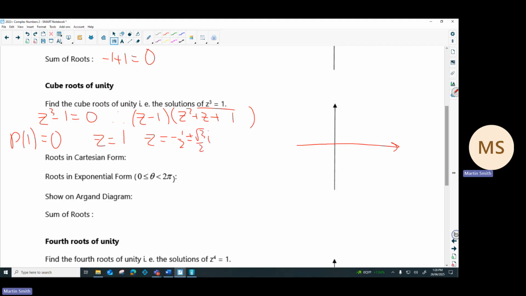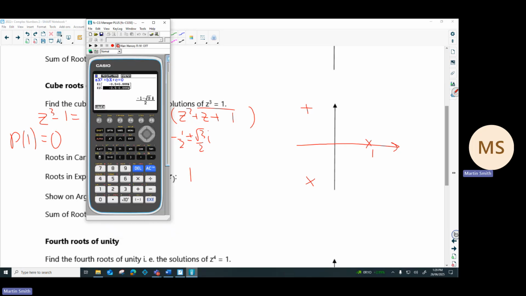So z is 1 is kind of the obvious solution of the equation z cubed is 1. Minus a half plus or minus root 3 over 2 i, that's the less obvious solution. But can I just show you on an Argand diagram? So 1 is here, minus a half plus root 3 over 2 i is here, minus a half minus root 3 over 2 i is roughly here. Now it says, write these roots in exponential form. Well, 1 I'm just going to leave, 1 is 1.